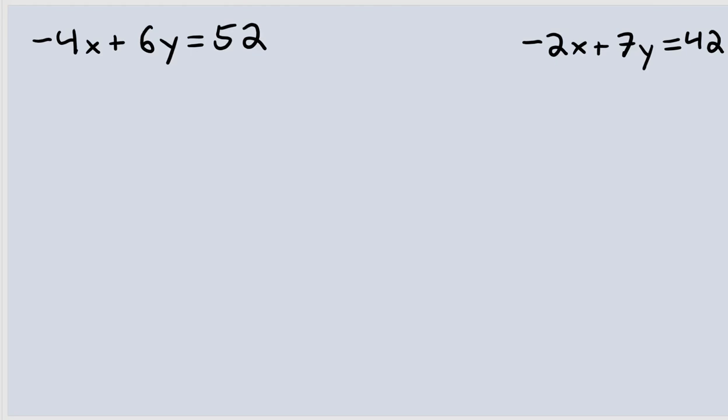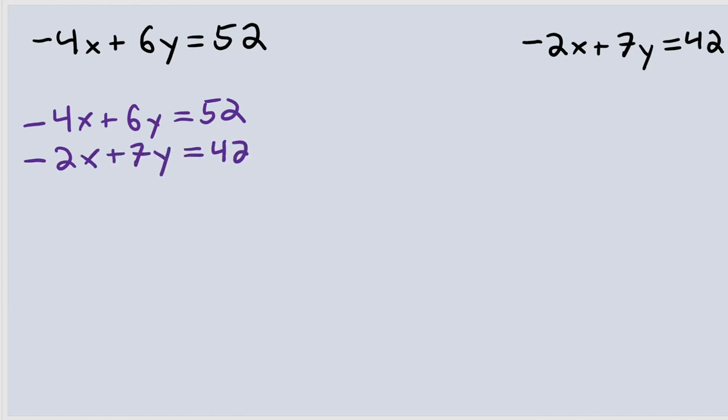Here, let's line up the equations again. So, here I have minus 4x plus 6y equals 52. And then I have minus 2x plus 7y equals 42. There's just one big problem here. I don't have opposites that are going to cancel out. Well, I still can do something here.